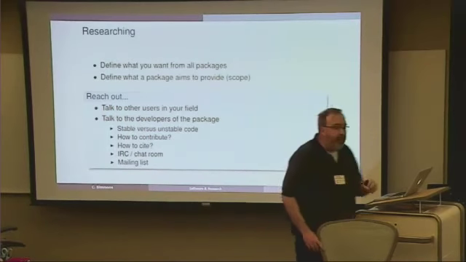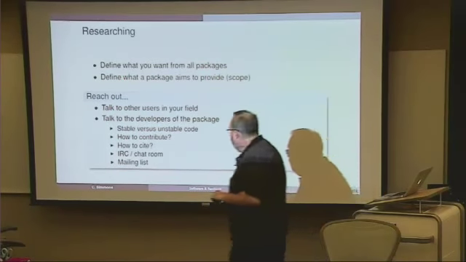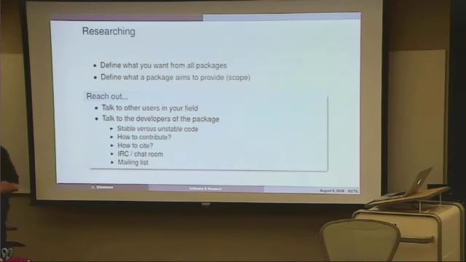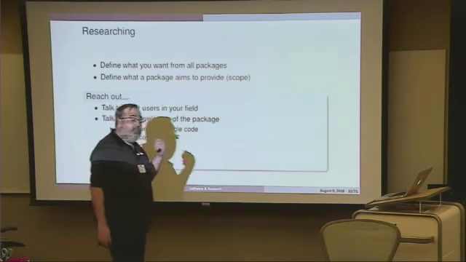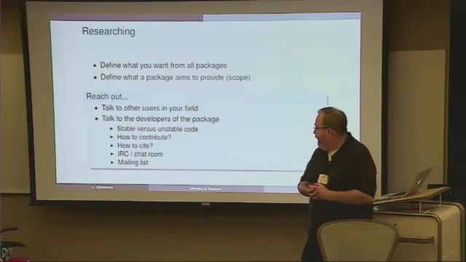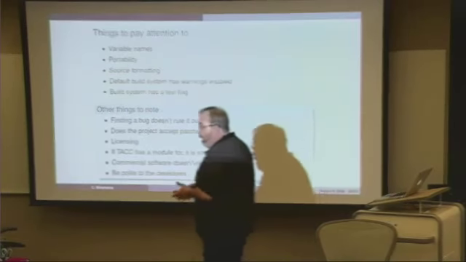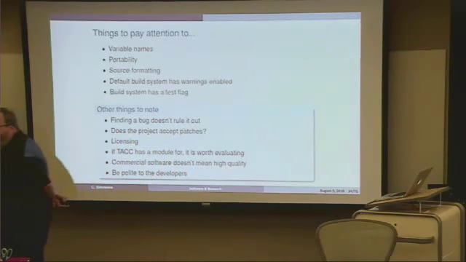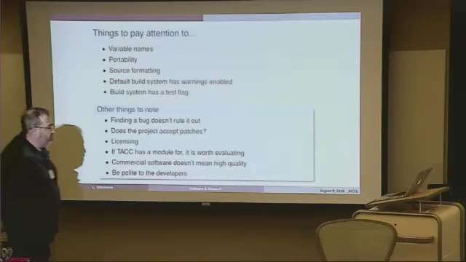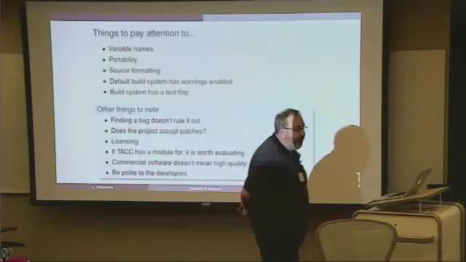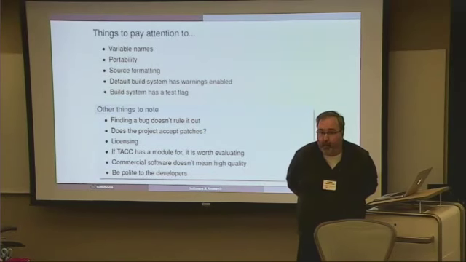Ask them what they consider to be stable versus unstable in their code. Ask them, is there a way to contribute? Ask them if there's a way to cite. Look at the mailing list, see if there's any traffic. Those are all good indications. All right, when you download some code, here are things to pay attention to, these are the things that make me disqualify it.